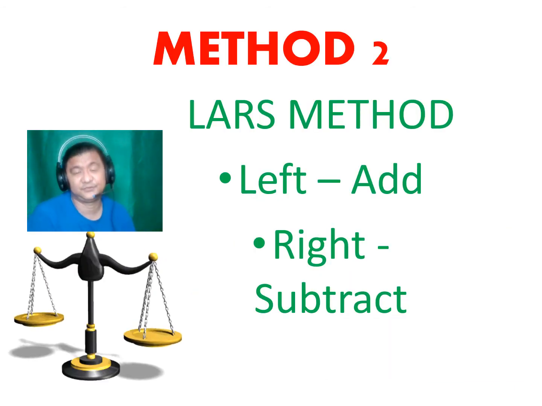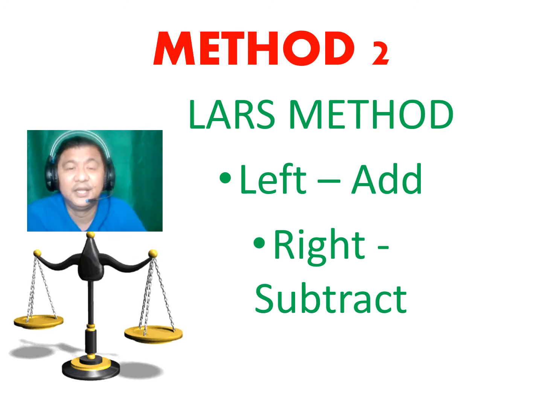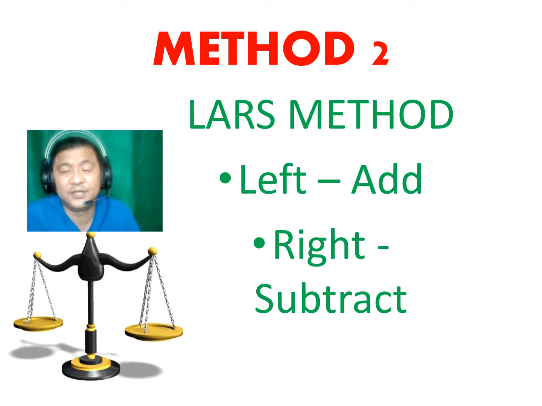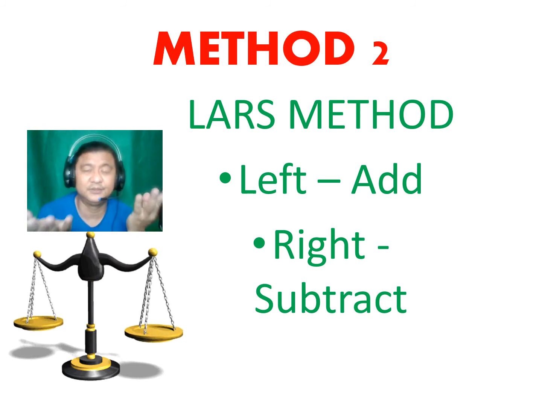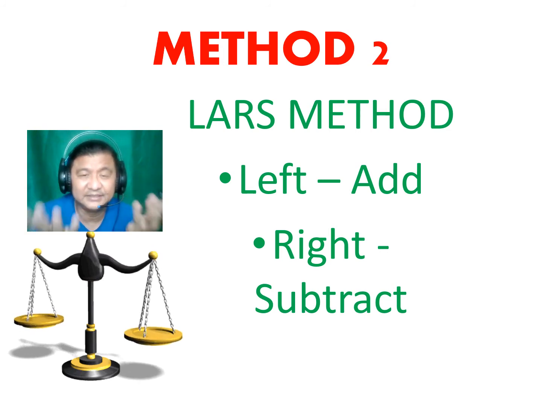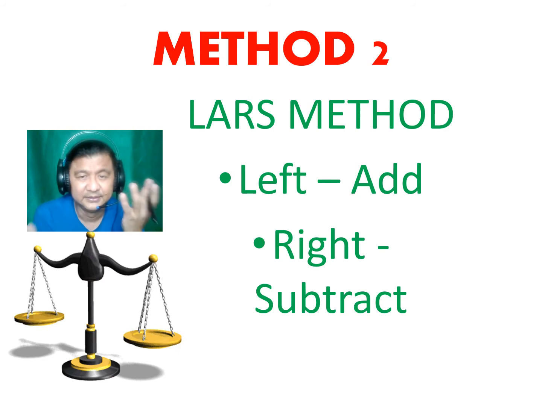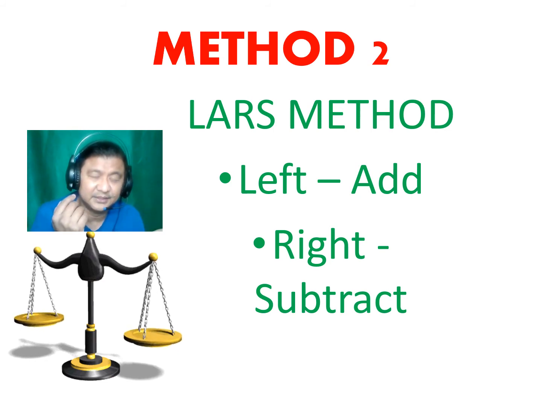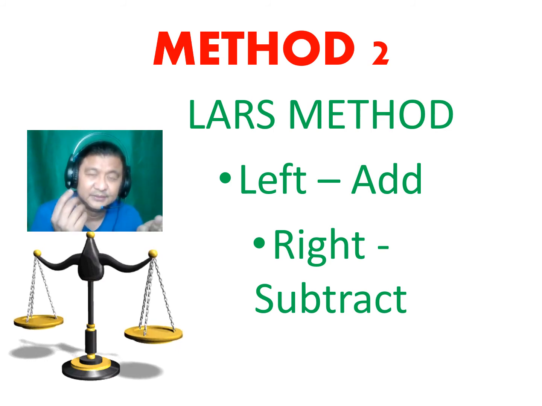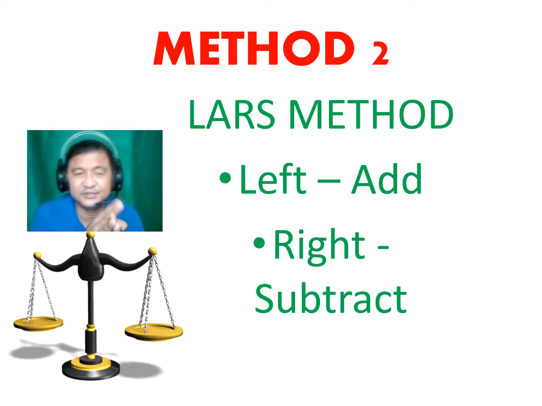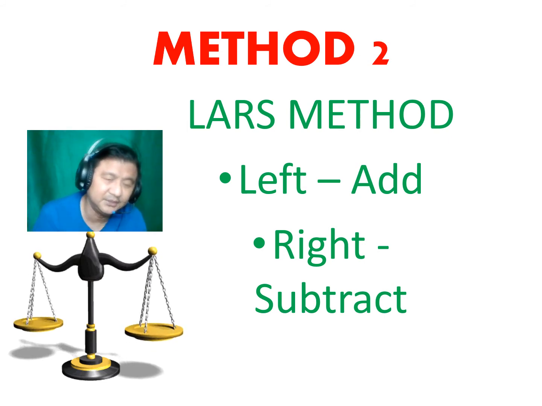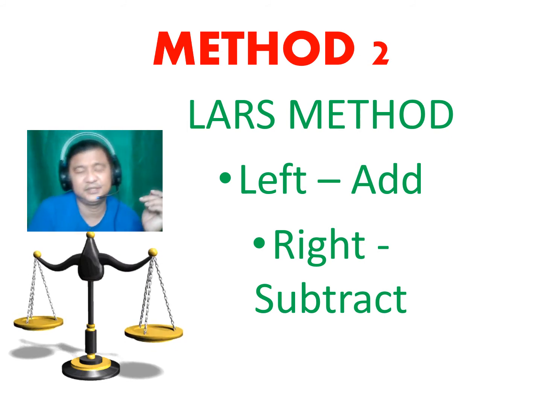Now we talk of the shortcut. This is called the LARS method. Think of LARS: left add, right subtract. It follows a concept of balancing things. If you add something on the left side, you should compensate on the other side. If you subtract something, you should compensate on the other side.